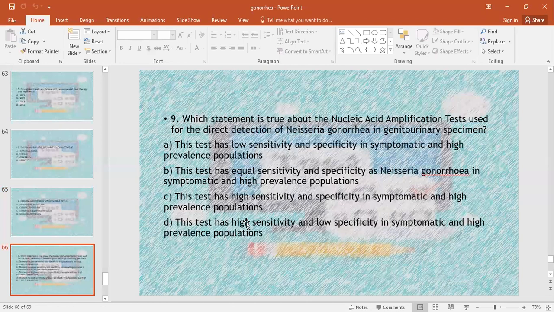Which statement is true about the test? A test has low specificity and sensitivity, high in the symptomatic and high prevalence population? Yes, it's C. High sensitivity and specificity in symptomatic and high prevalence populations.